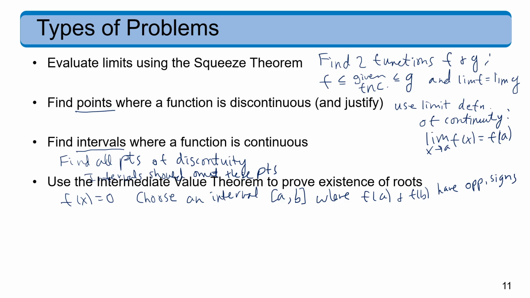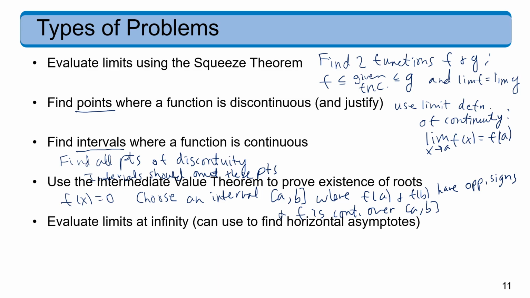If you can do that, and another really important thing is you have to check to make sure that f is continuous over the interval you chose. Because one of the hypotheses for this theorem is that your function is continuous. So if you can check that and find an interval where all this works, then you can say by the intermediate value theorem there must be a root somewhere between a and b. So this theorem doesn't find the root, it just proves existence.